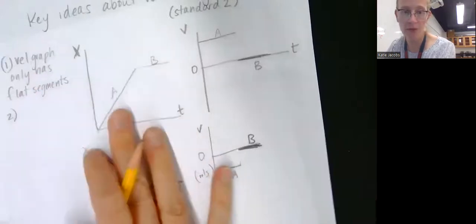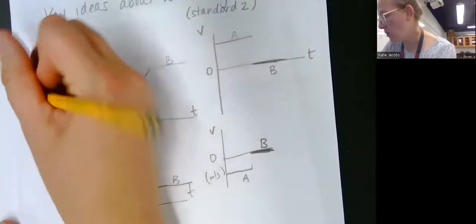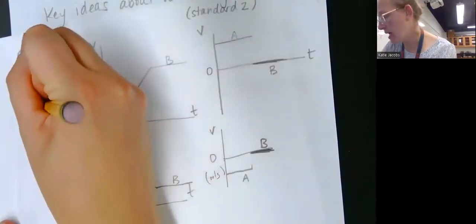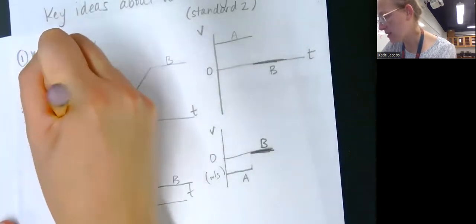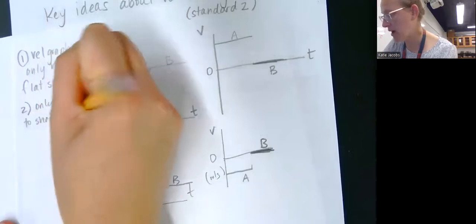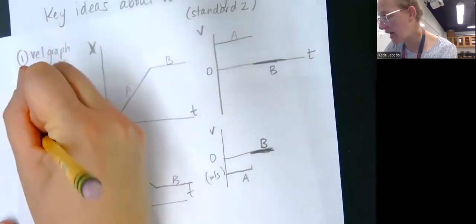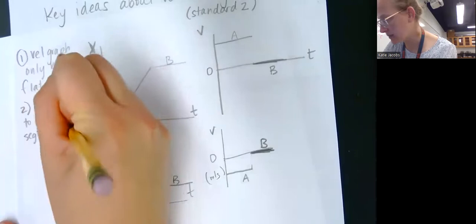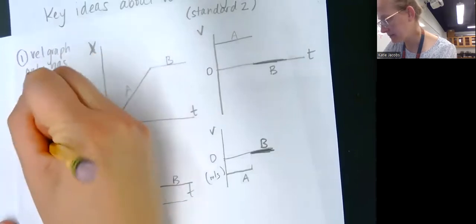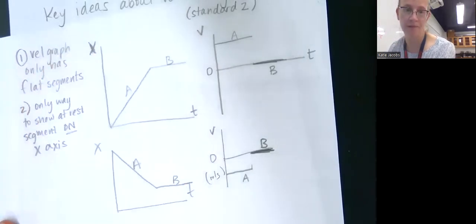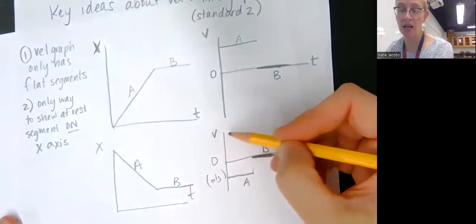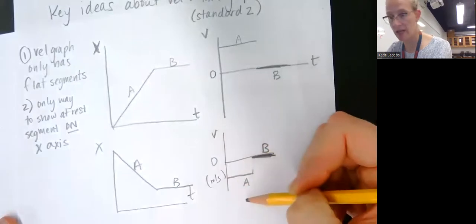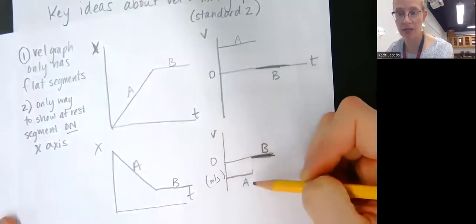So key idea number two, we said, was the only way to show at rest on the velocity graph is to have a segment on the x-axis. If I'm above the x-axis, I'm moving at a constant positive velocity. If I'm below the x-axis, I'm moving at a constant negative velocity.